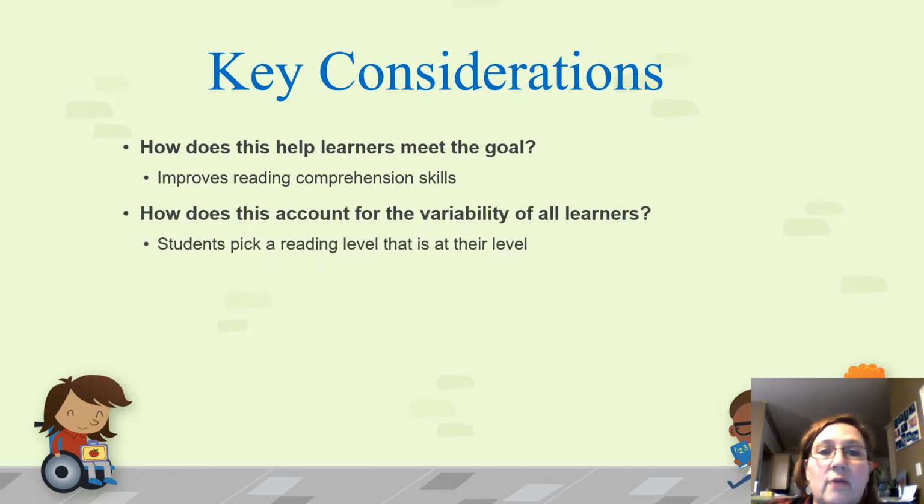How does this account for the variability of all learners? Sorry, got tongue-tied there. Again, students are going to pick reading levels that are at their level. A kindergartner would not be able to go into this program necessarily and pick an 8th grade book. It would not make any sense to them. So they're able to, and parents and teachers can also help and assign with this.